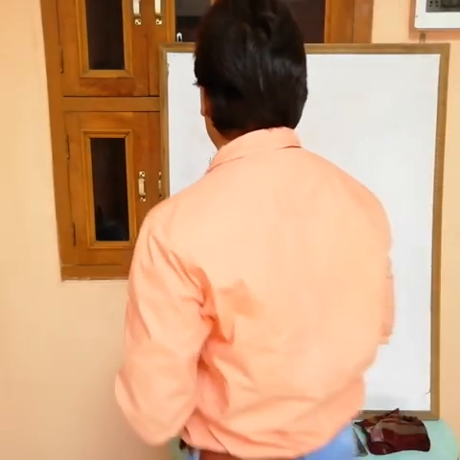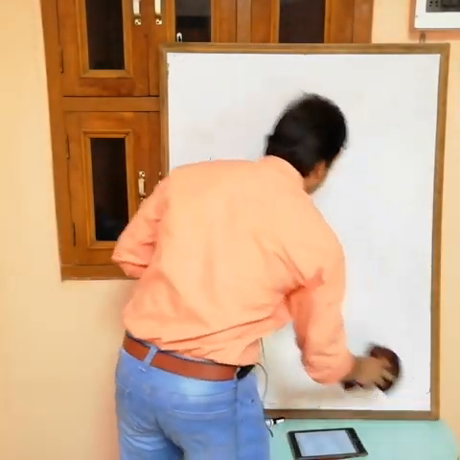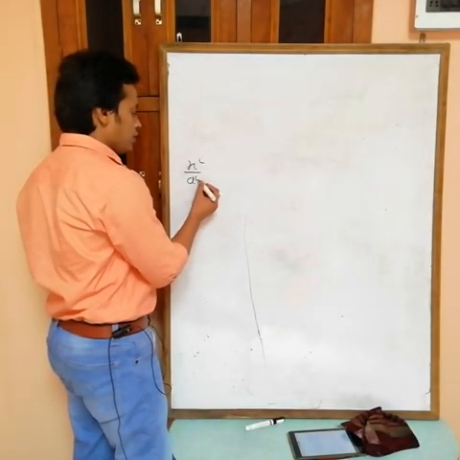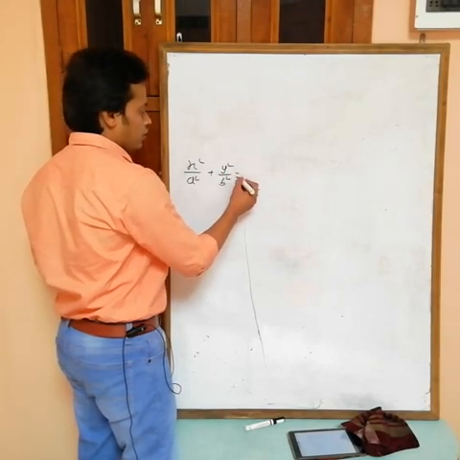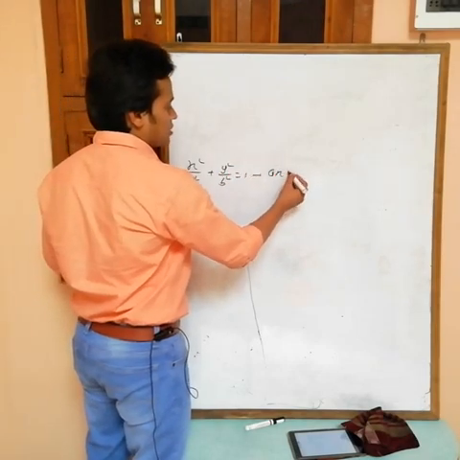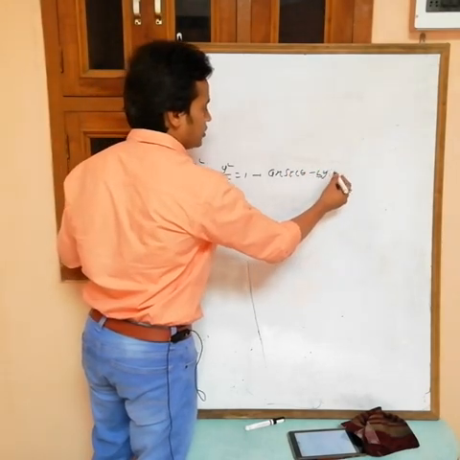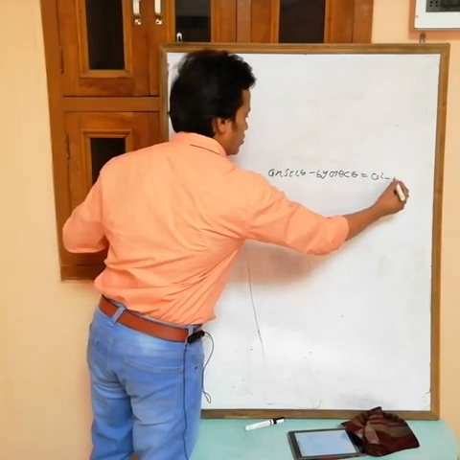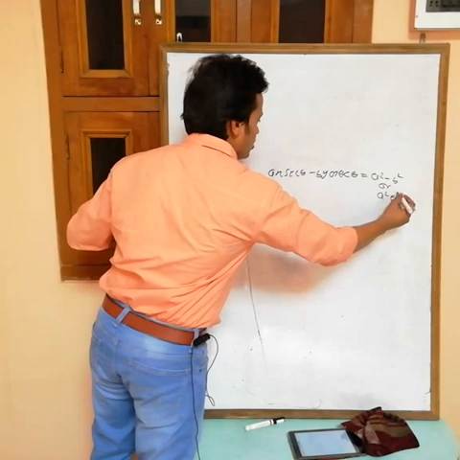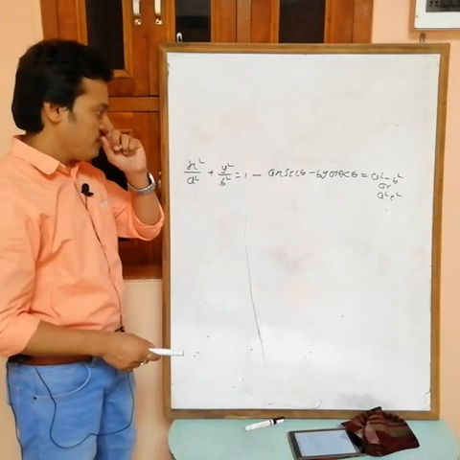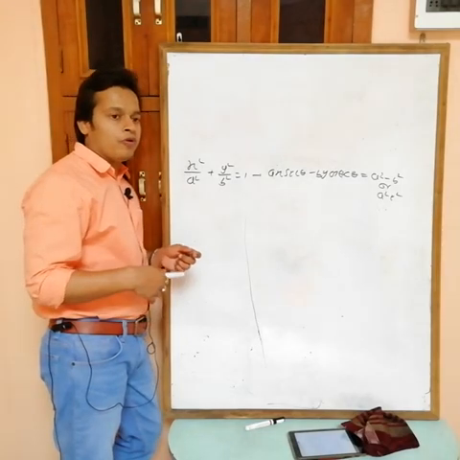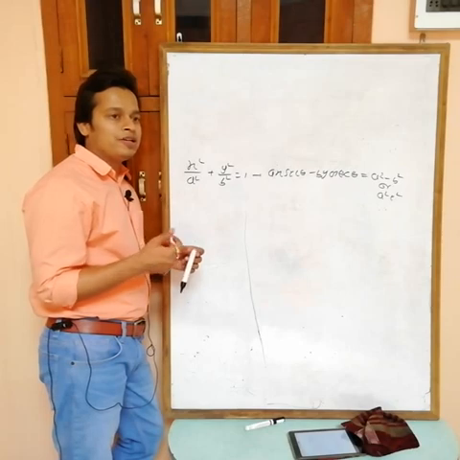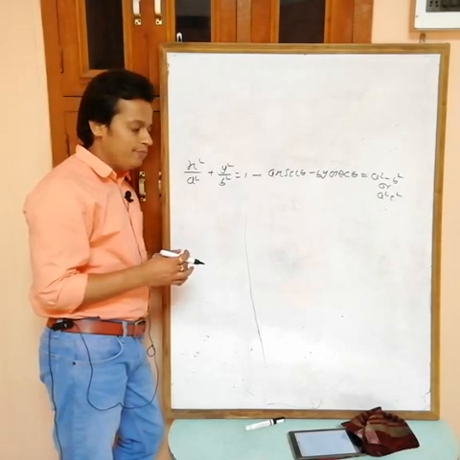Equation of normal to the ellipse x square by a square plus y square by b square equals 1 is ax sec theta minus by cosec theta equals a square minus b square, or a square e square. This is the equation of normal to the ellipse at a point with parametric angle theta. Point with parametric angle theta means the point is a cos theta comma b sin theta.